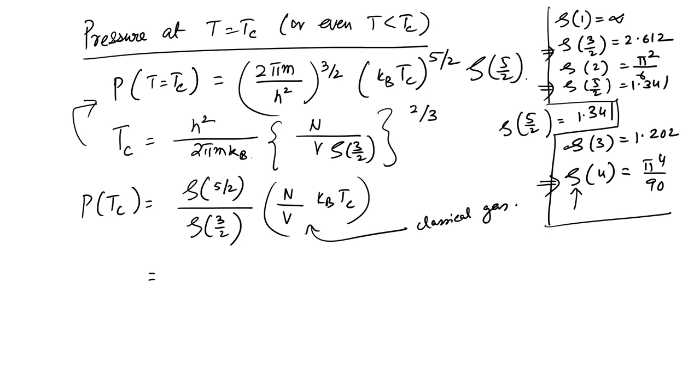So 1.341 divided by 2.612 gives you a nice number, very close to 0.5, which is 0.5134, times n by v kTc.